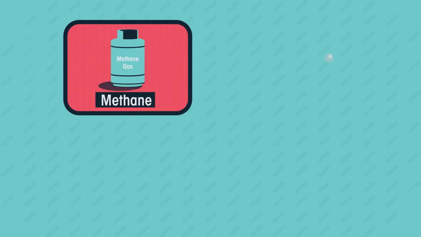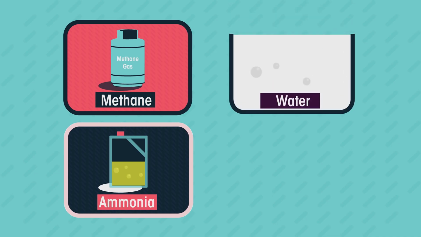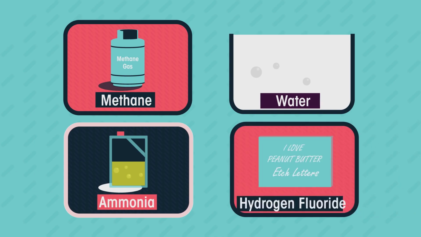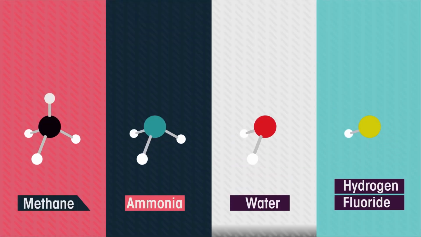Methane is a fuel. Ammonia is used in household cleaners. Water is a drink and the essence of life. And hydrogen fluoride is used to etch glass. The bonding in methane, ammonia, water, and hydrogen fluoride shows a pattern.